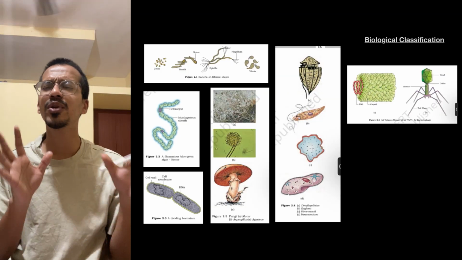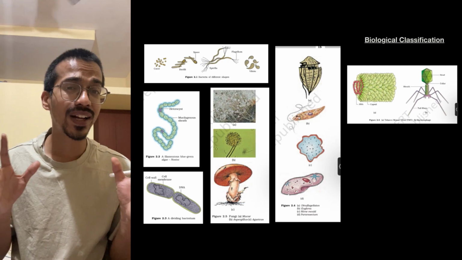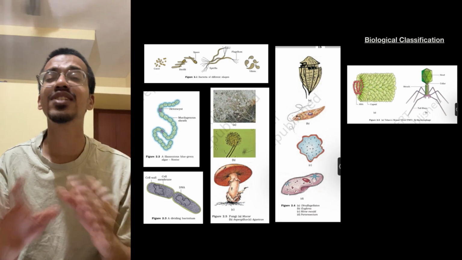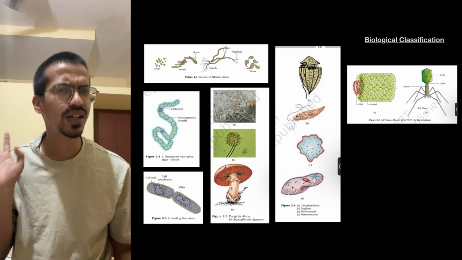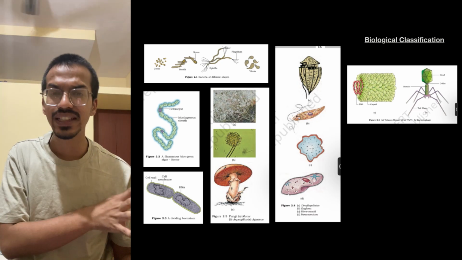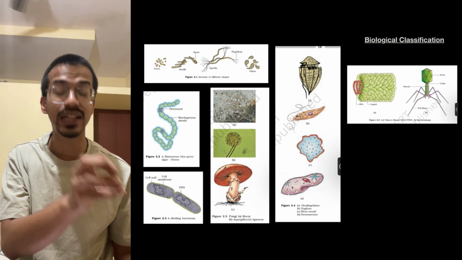Hello NEET aspirant, I'm going to be helping you out with your botany quick 11th class all diagram revision. Let's just start with it. The first chapter is biological classification, where the whole chapter is divided into different kingdoms.